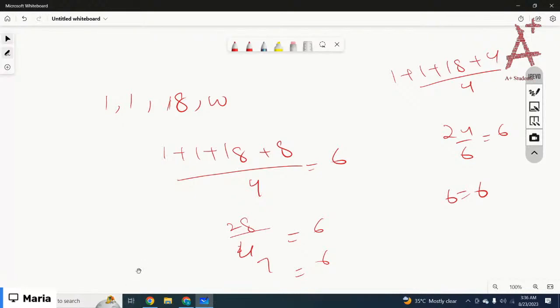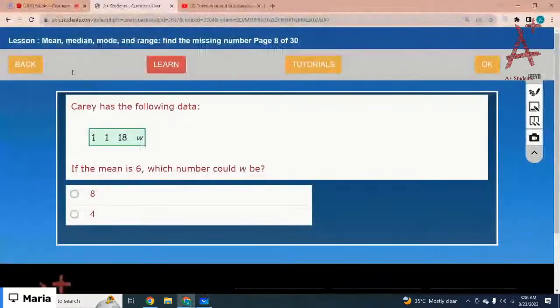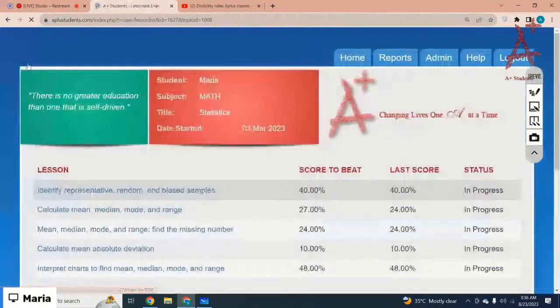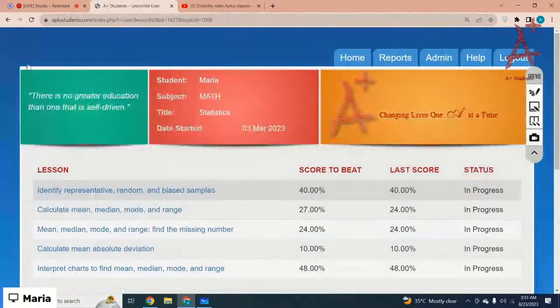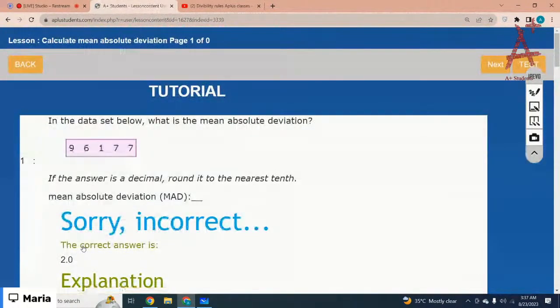Okay, you can complete the lesson by yourself later today. Let me just move on to the next lesson. And the next lesson is calculate mean absolute deviation. Let's just see how we calculate mean absolute deviation, MAD.